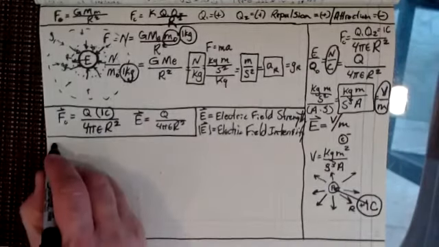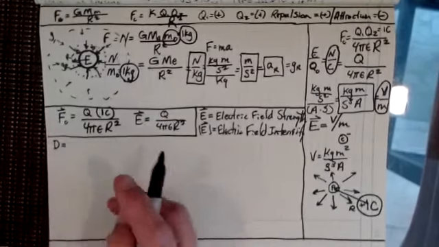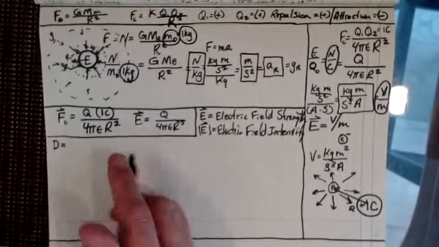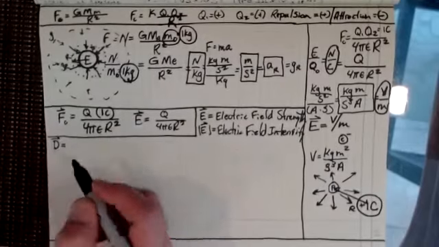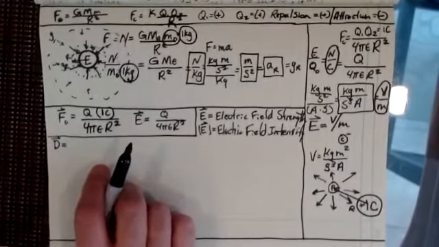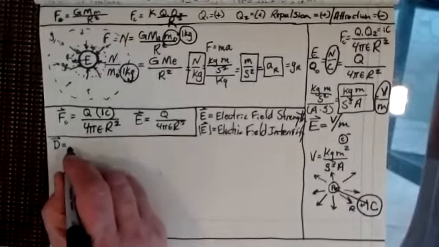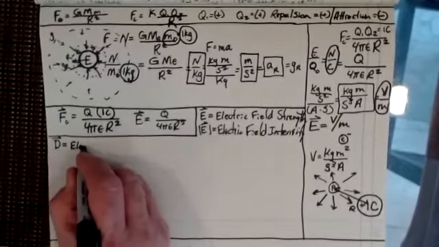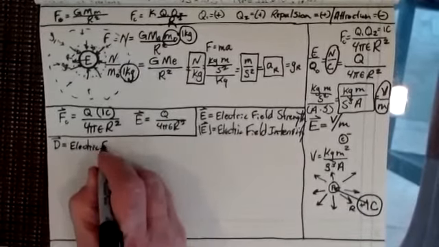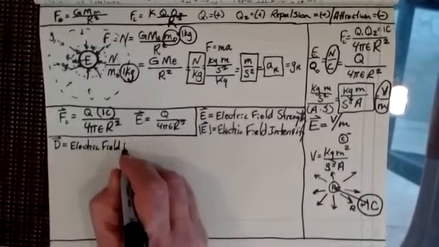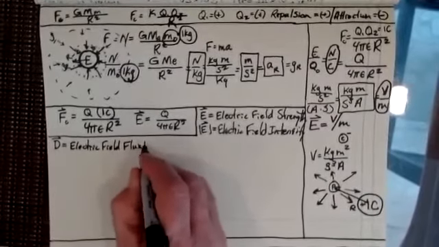Here's another variable that we're going to be using a lot, and that is D. And D also is a vector. It's called the electric field flux density.